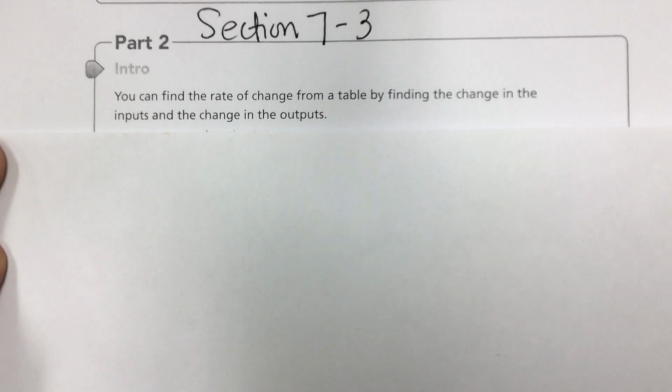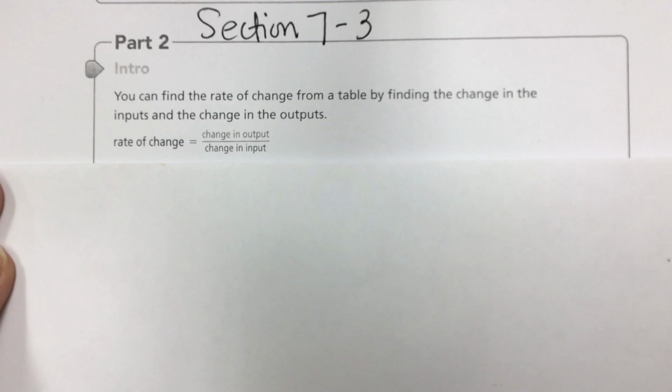Section 7-3, Part 2. Can you find the rate of change from a table by finding the change in the inputs and the change in the outputs? Remember, rate of change is the change of your outputs, which are your Y's, over your change of the inputs, which are your X's. Rate of change, remember, is rise over run. Change of your Y's over change of your X's.